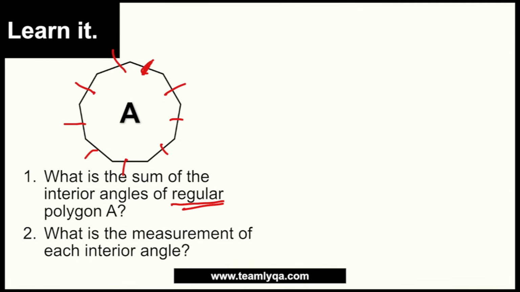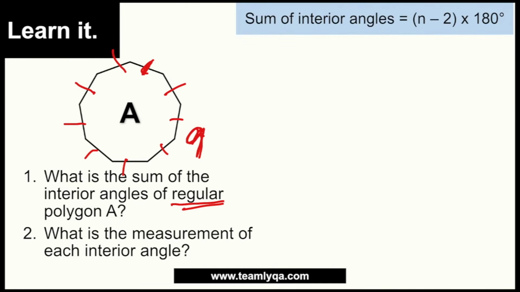So that means this polygon has 9 sides. So, it's a nonagon basically. Now, what is the sum of the interior angles? Our formula is n minus 2 times 180. So again, we just substitute. 9 minus 2 times 180. So, 9 minus 2 is 7 times 180.